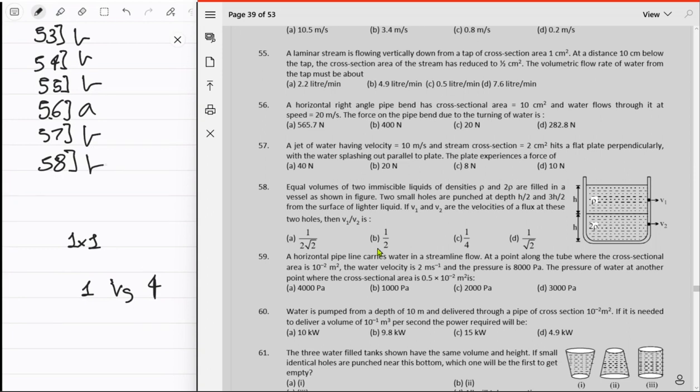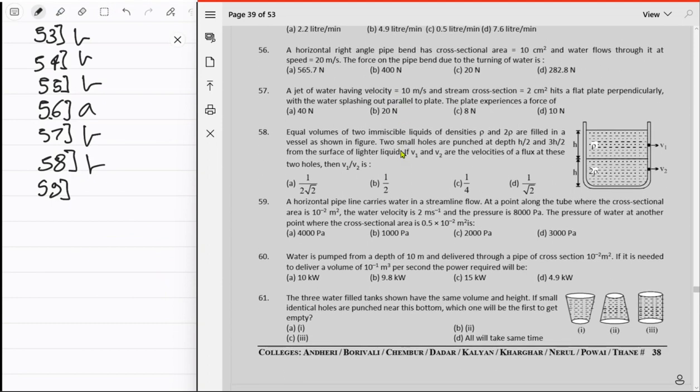Next question, 59. A horizontal pipeline carries water in streamline flow. At a point along the tube where the cross-section area is 10 centimeters squared, the water velocity is 2 meters per second and the pressure is 8,000 pascals.